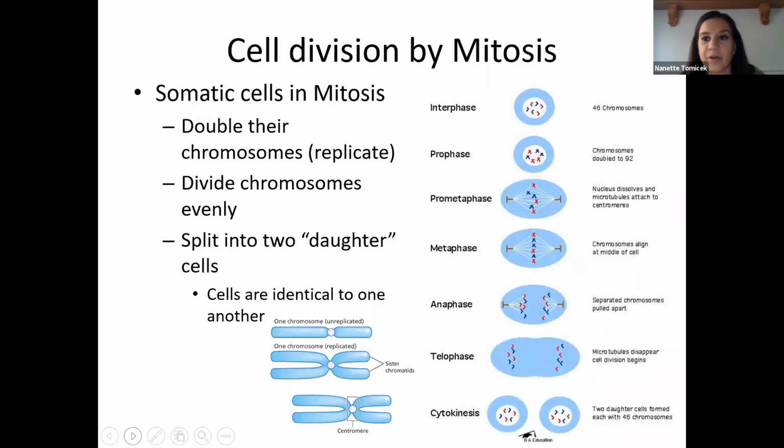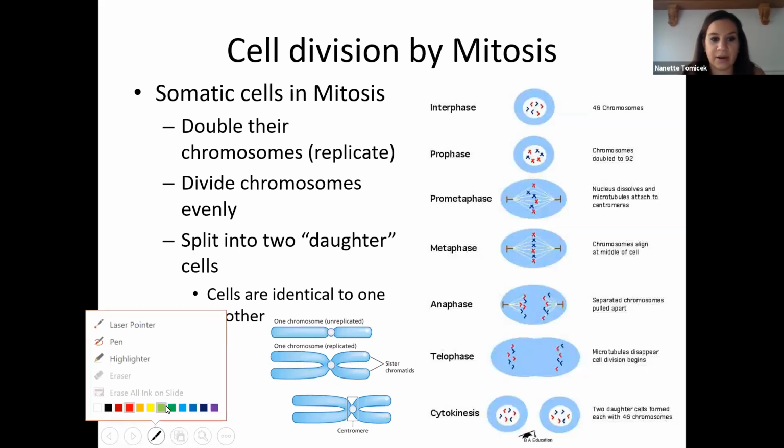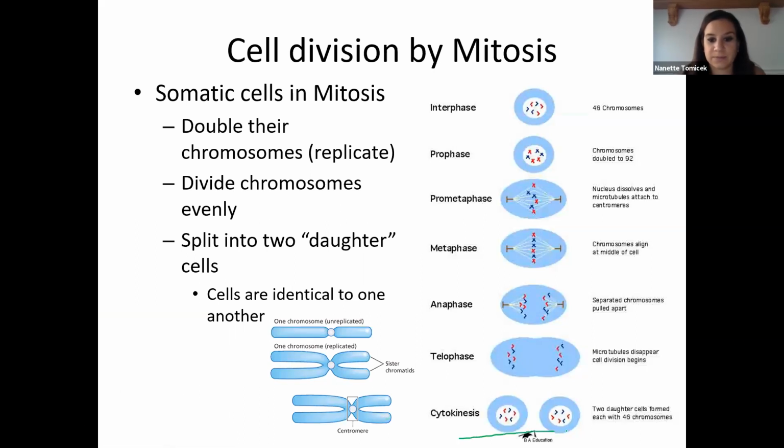Again, if you need to go back and review what goes on in normal somatic cell division, which is called mitosis, please go back and watch those videos or read through that portion of the textbook. In normal cell division, we are producing two brand new cells that are identical to the original parent cell.